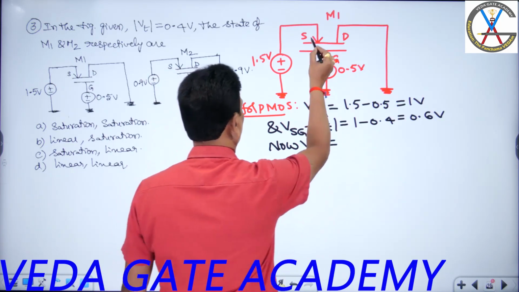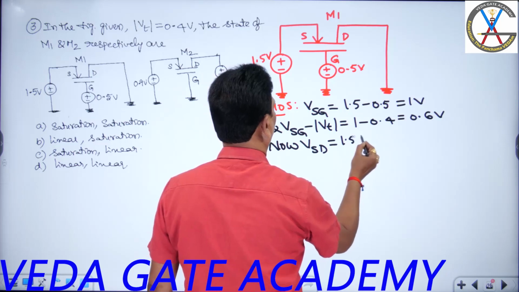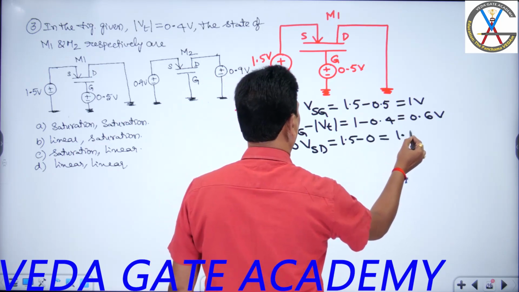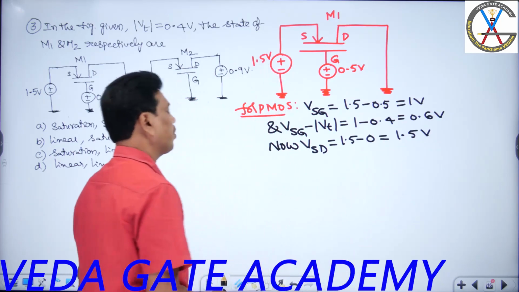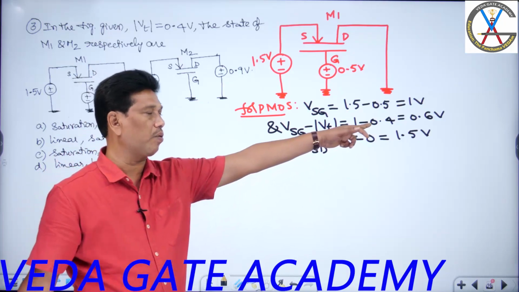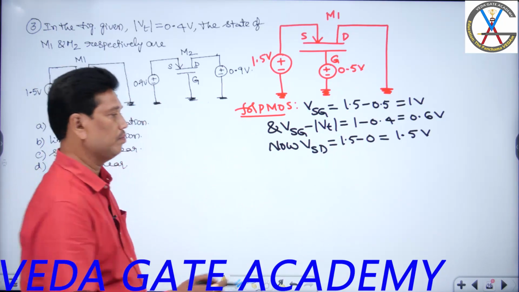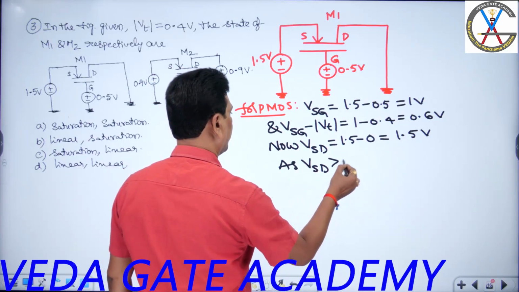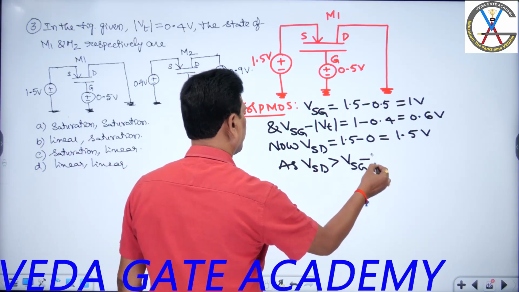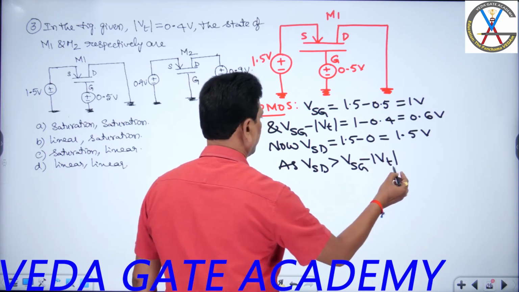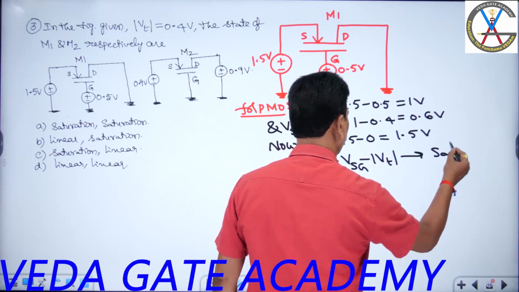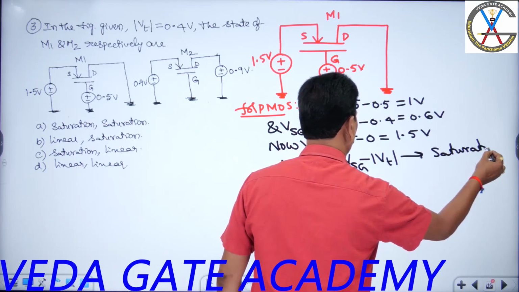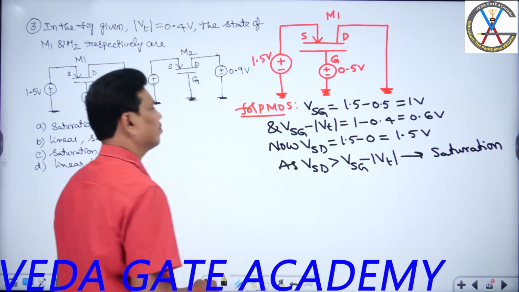VSD: source potential is 1.5, drain potential 0, so that is 1.5. If I compare VSD with VSG minus VT, the overdrive gate voltage, VSD is greater. As VSD is greater than VSG minus modulus of VT, it is in saturation. So M1 is in saturation, sir.